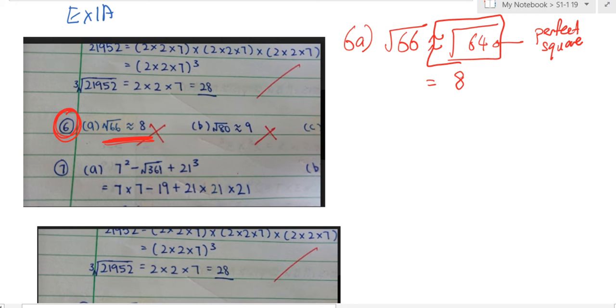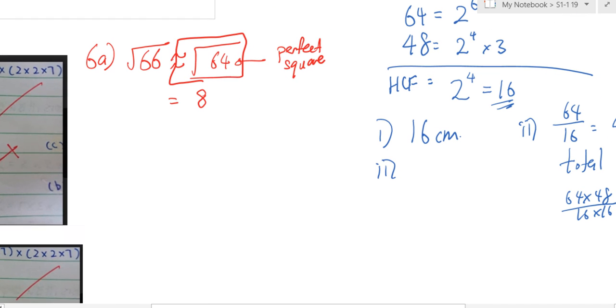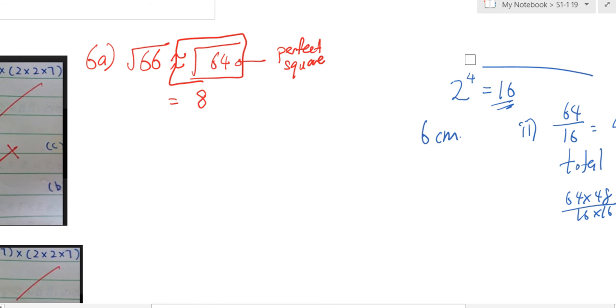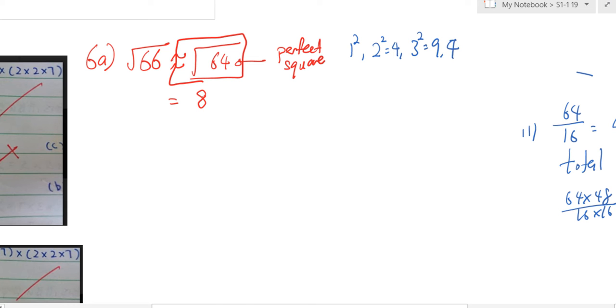Square. Perfect square. So meaning what? I have to really list out the perfect square. I can list out easily by writing: list out. What is 1 square? 1. 2 square? 4. 3 square? 9. 4 square? 16. 5 square? 25, 36, 49, 64, 81.